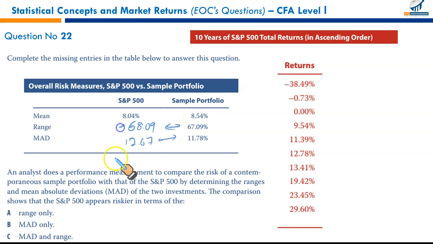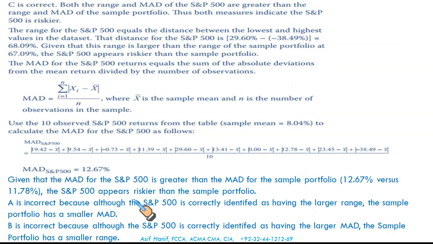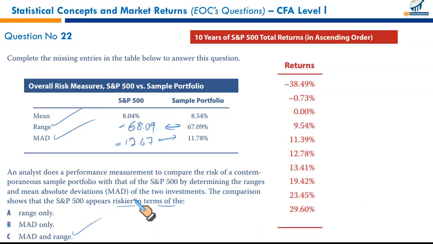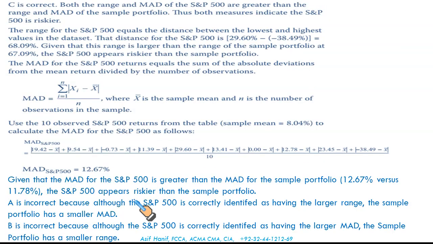Both range and MAD indicate that S&P has more dispersion in the data. So we can say that S&P appears to be riskier in terms of both range and MAD. That makes C the correct option, and you got C as well. No, unfortunately, there are calculators for stats, but you can't solve it on BA2. Okay, so that gives you C to be the correct option.